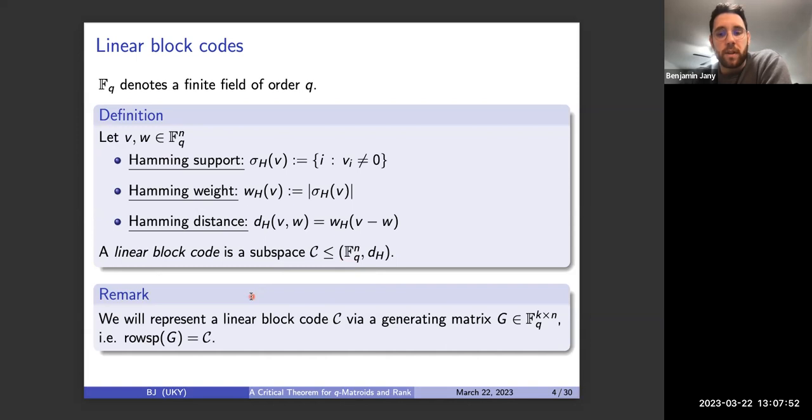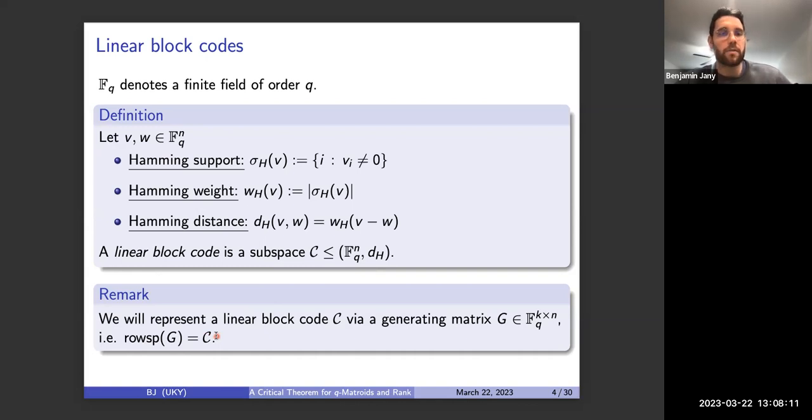Okay. So something nice about those linear block codes is that a code is just a space of vectors, so we can represent any code by a generating matrix G, where the row space of G will be the code that we're considering. And that will be key for the rest of the talk.